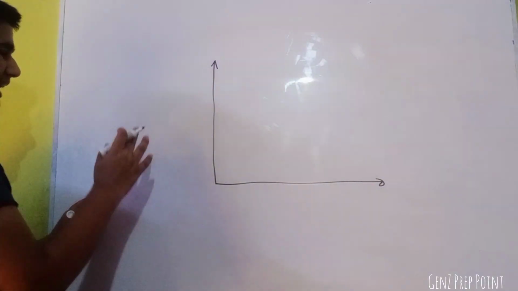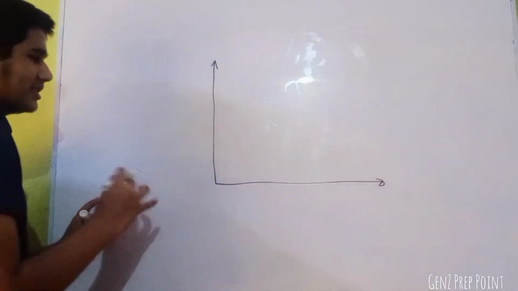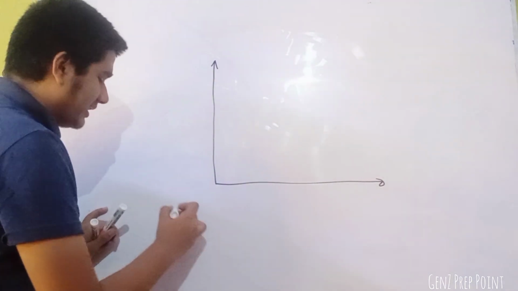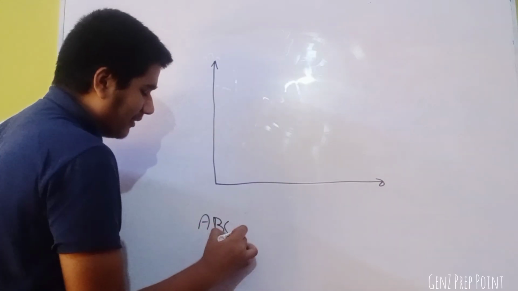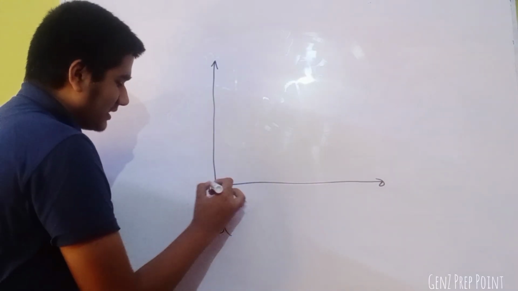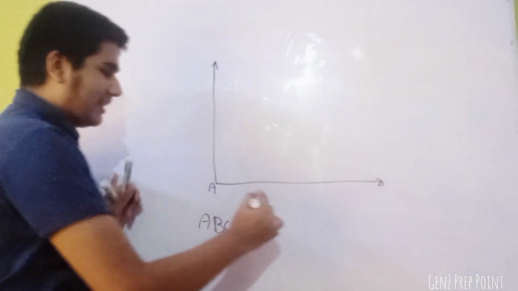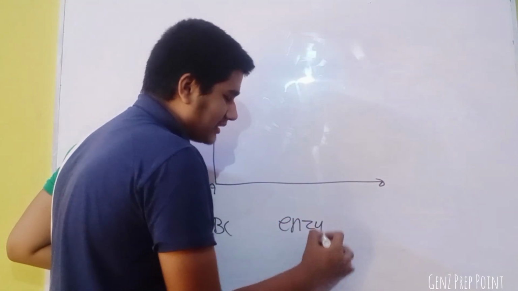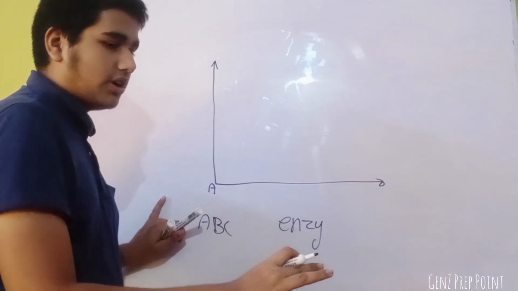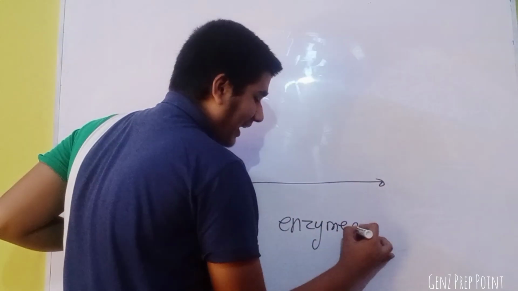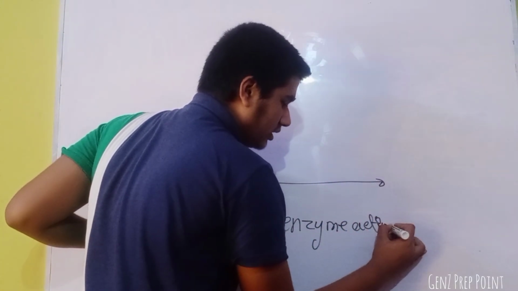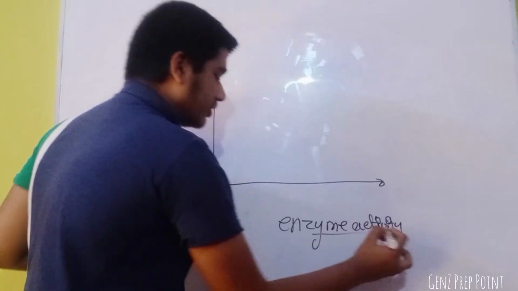So this is the y-axis and the x-axis. First, there will be labelings. I have to label this graph, so give me any letters. I will just take ABC. This is A. This is an enzyme activity graph. You all should know this is not a pH graph. This is not a temperature or the concentration graph. This is an enzyme activity graph. So you should all know this.